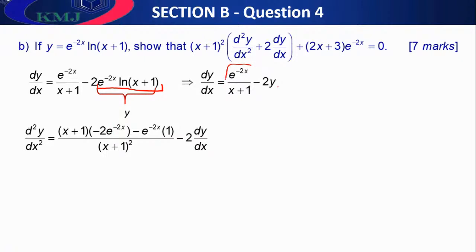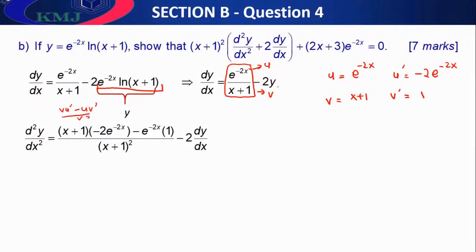Again, for this term, you have to use the quotient rule. So this will be your u and this will be your v. Differentiate u, e power of negative 2x, then you will get u prime equals negative 2e power of negative 2x. And then your v is x plus 1, so differentiate v, you will get 1. So we just substitute into the quotient rule, which is v u prime minus u v prime over v squared.